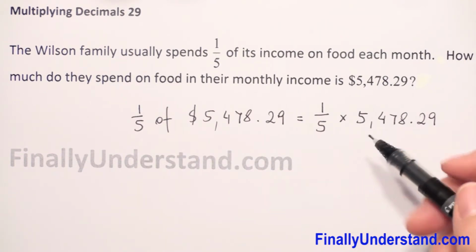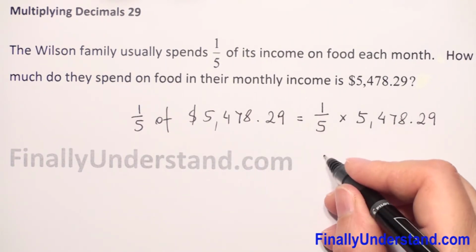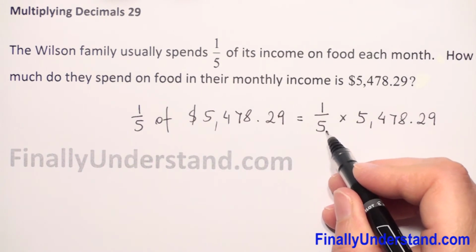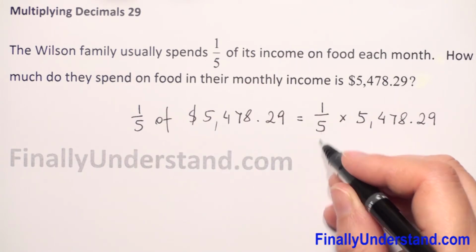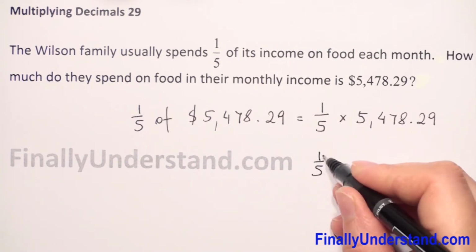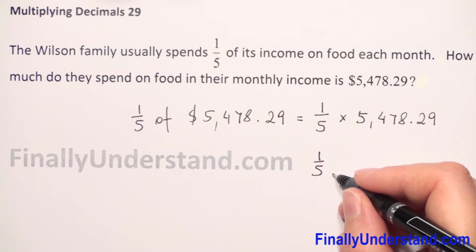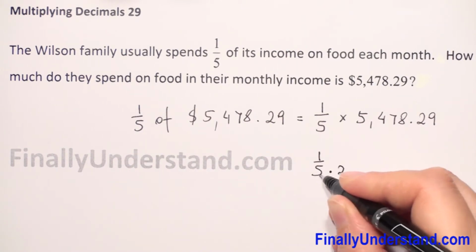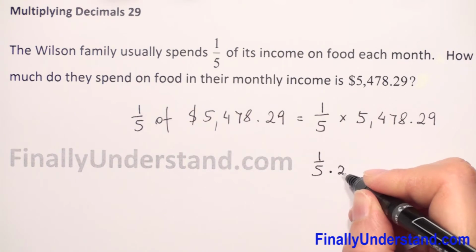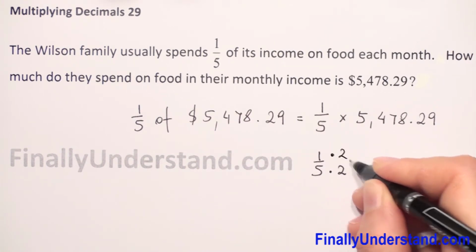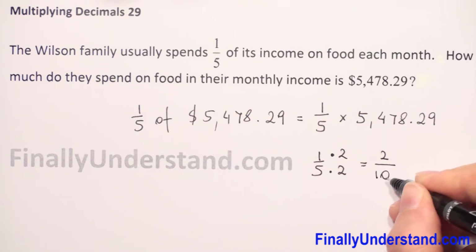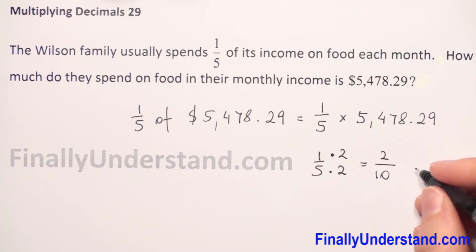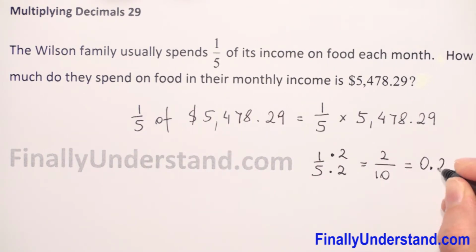How can we do this? You can do long division, or because we need to have 10, 100 or 1000 in the denominator, if I multiply the 1/5 denominator by 2, I will get 10. Whatever I did with the denominator, I have to do the same with the numerator. So we have 1 times 2 is 2, 5 times 2 is 10. Now 2 over 10, so this is 0.2.